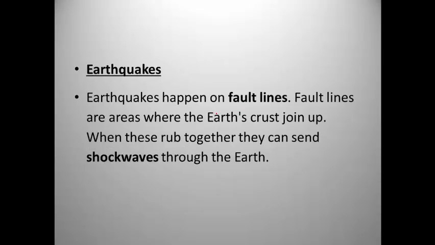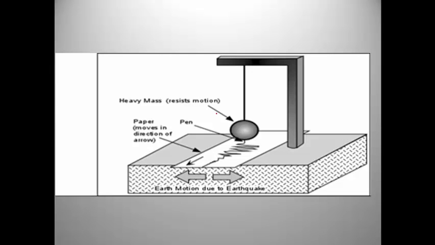Okay, earthquakes. Earthquakes happen on fault lines, which are the areas where the Earth's crust joins up, and when the tectonic plates rub together, they send shock waves through the Earth. Now this can be measured by a seismograph, which is basically a string and a big iron ball with a pen on the end. So as the motion of the Earth moves due to the earthquake, the pen will move even more. You can see that right there. Okay, so it's a seismograph.